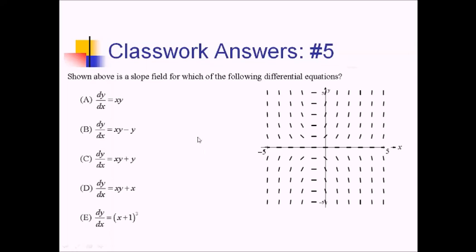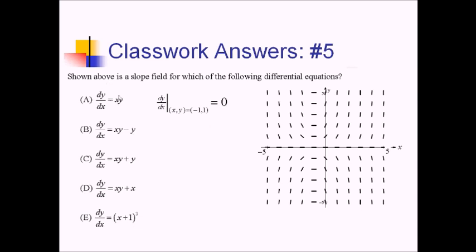For this problem, we want to match this slope field with one of these differential equations. Let me test a few points and see what matches what. So in my slope field, I'm going to look up the derivative at -1, 1. So let's see here. This is -1 here. This is 1 up here, just looking at our scale. That's a slope of 0. Let me see what gives me 0 from these answer choices.